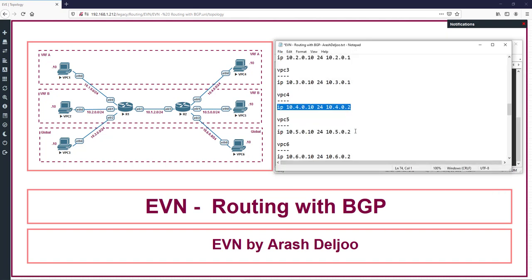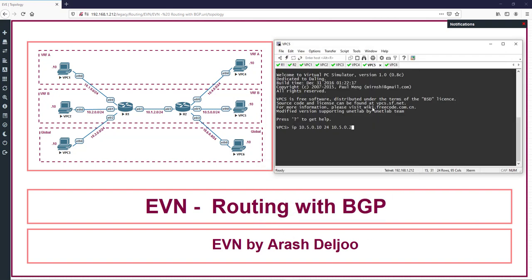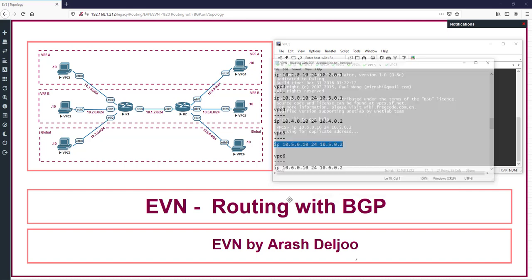This is VPC4 and then VPC5. Paste VPC5's configuration here, and finally VPC6.